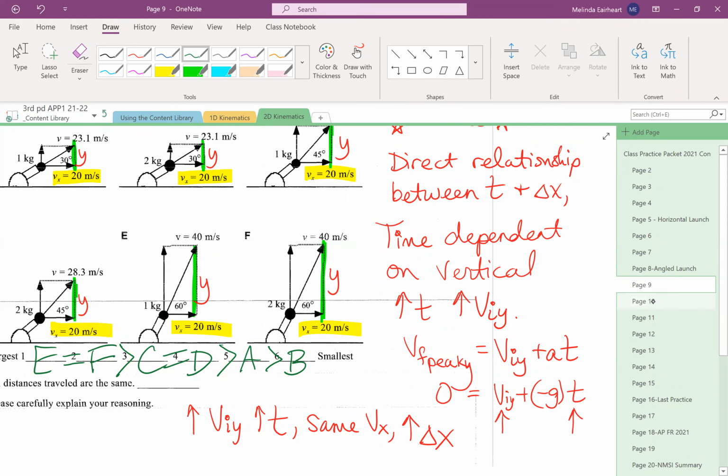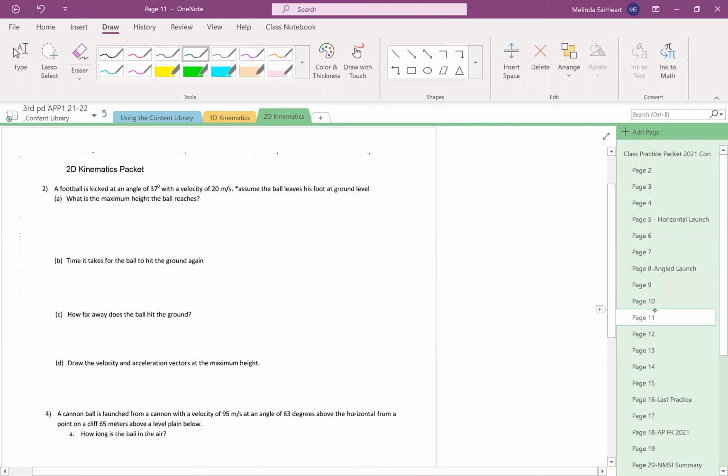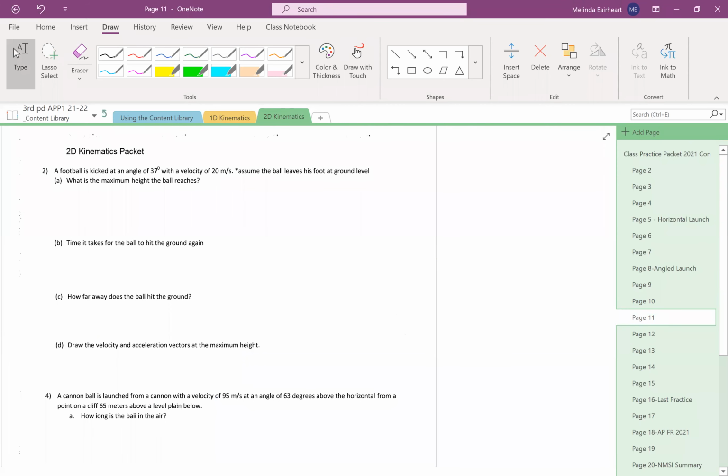Okay, then we come to page 11. And so we got at least this top one. We're going to do number 2 today. We'll do the bottom one next class. And then I think on page 14 or 15 is one y'all are going to try.